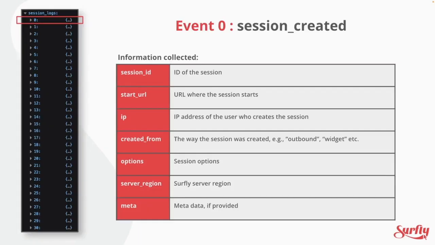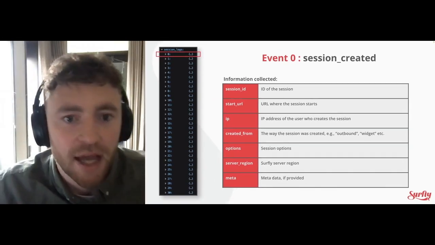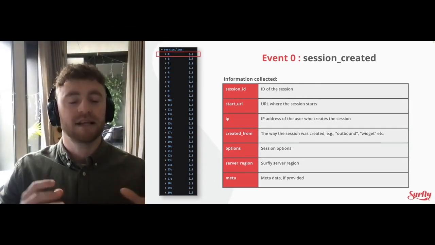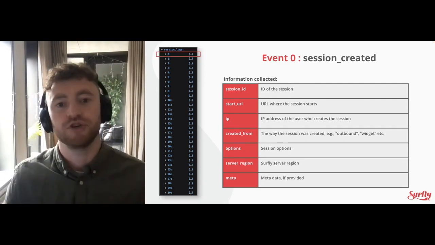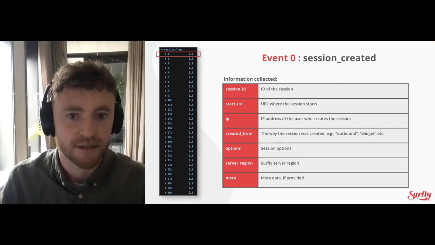So before we finish, I want to just take a look at a couple of events. I want to look at the session created event, which is always event 0. And then I want to take a look at one of the browsing events, and I'll have a look at the click event and show you what kind of information we have inside these events. So for session created, as I said, this is the first event in each session. And the table here shows what we collect, what information belongs to this event, which you can find in the audit logs when this event is listed.